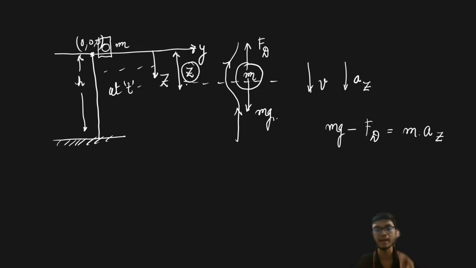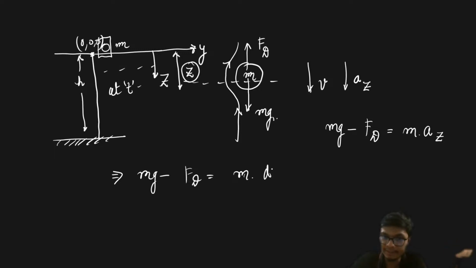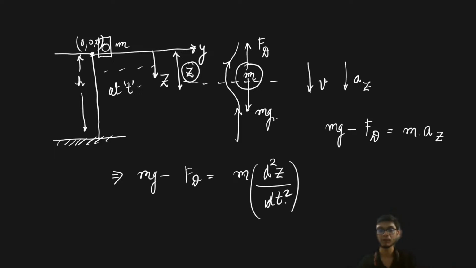So at any time t, I am able to write this equation of motion as m into g minus the drag force equals mass into acceleration, and acceleration is basically the second derivative of displacement. So considering the displacement is z, I can write this as d2z by dt square, right? This is what the linear acceleration will look like, okay? I'm considering only the force equation right now. So this is basically a simple differential equation that I am able to form.